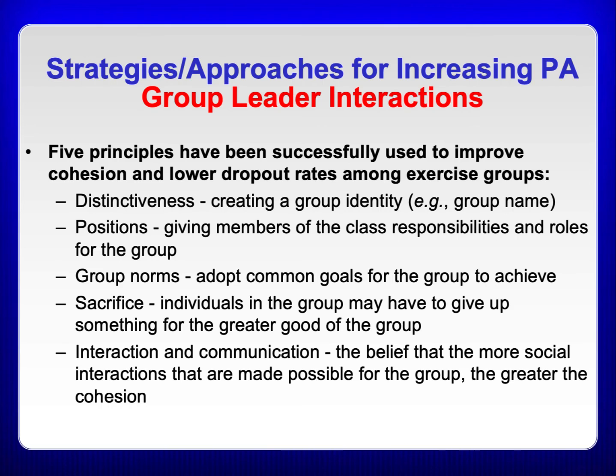So distinctiveness: create a group identity. Positions: give members of the class responsibility and roles for their group. Group norms: adopt common goals for the group to achieve. Sacrifice: individuals in the group may have to give up something for the greater good of the group. So you might not do it for yourself, but you're doing it for the good of the group. And this would be like this extrinsic motivation.